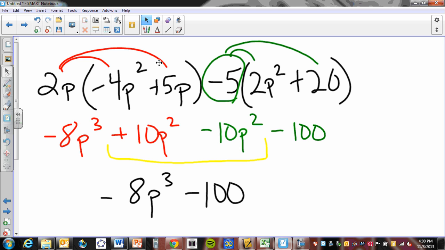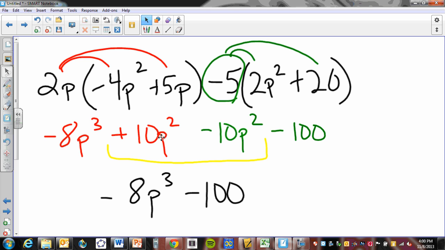Then we have 2p times 5p. 2 times 5 is 10. P to the first times p to the first, 1 plus 1 gives us p squared. Now this subtraction sign, just take it with that number, treat that as negative 5. So negative 5 times 2p squared, negative 5 times 2, negative 10. We don't have any other variables, so p squared just comes down here. Negative 5 times 20, negative 100.